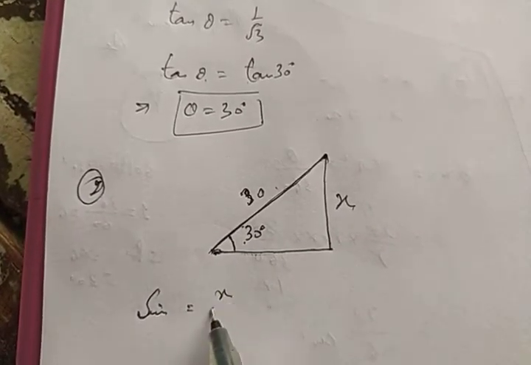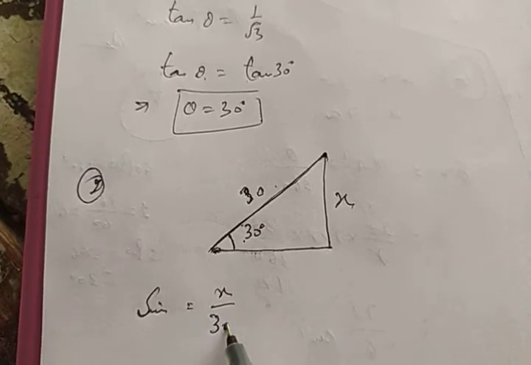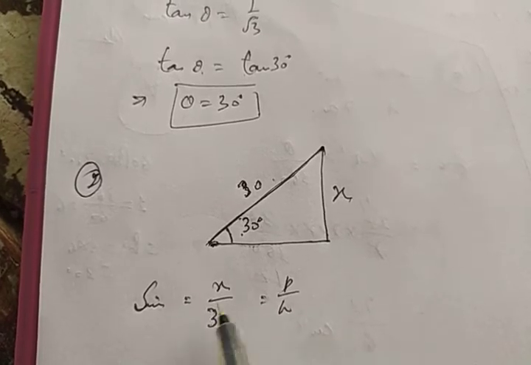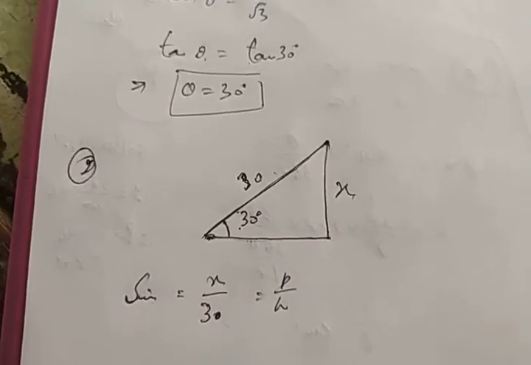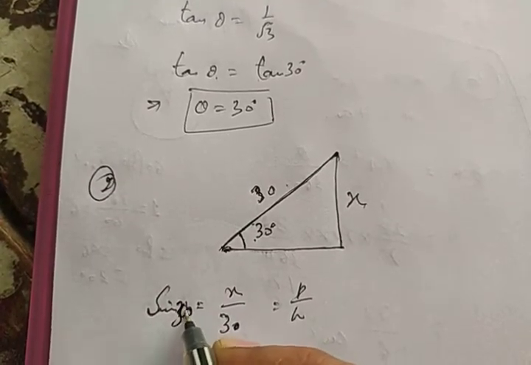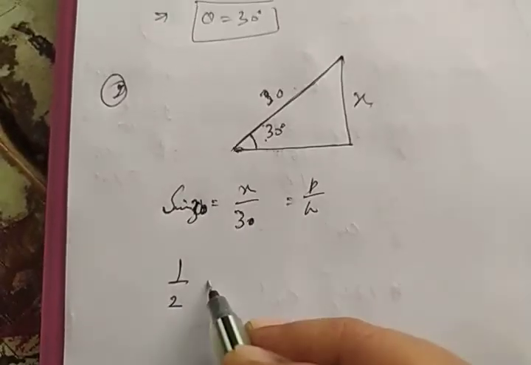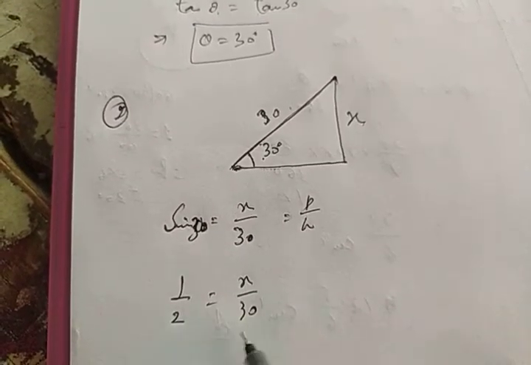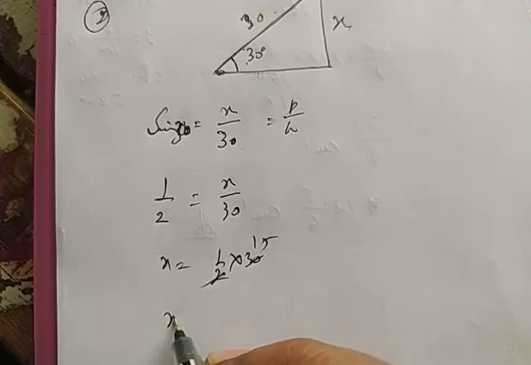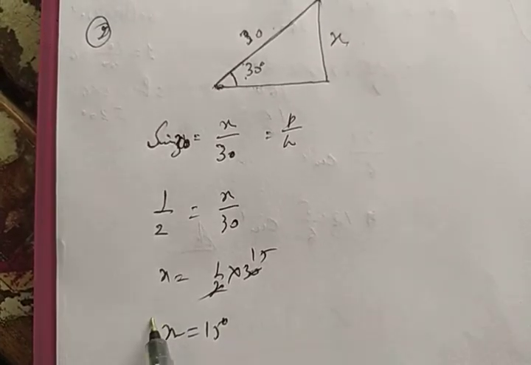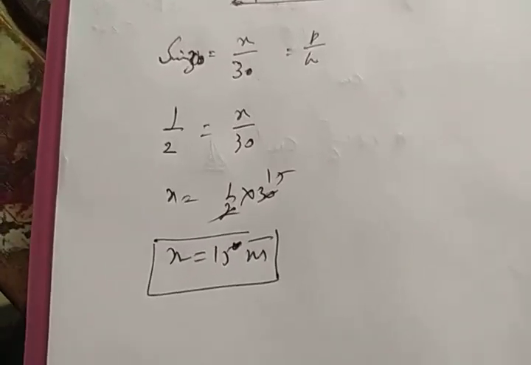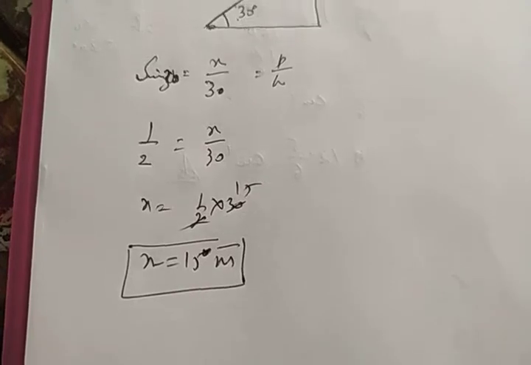This ratio is perpendicular upon hypotenuse, and you should remember it from chapter one. It is P upon H. There is no need to write the formula, you can simply write this. If you are getting confused or having some problem, then you can write the formula first, then put the value. It would be sin 30. The value of sin 30 is 1 upon 2, equal to x upon 30. Now cross multiply, then x is equal to 1 upon 2 into 30. Half of 30 is 15. X is equal to 15, sorry, not degrees, 15 meters. The height of the pole is 15 meters.